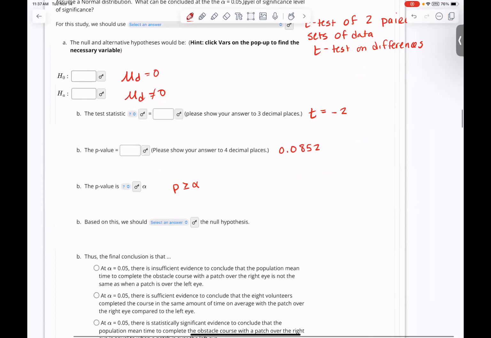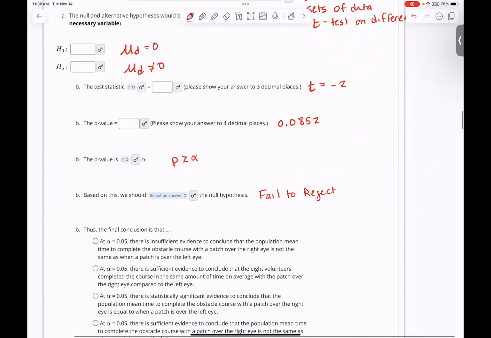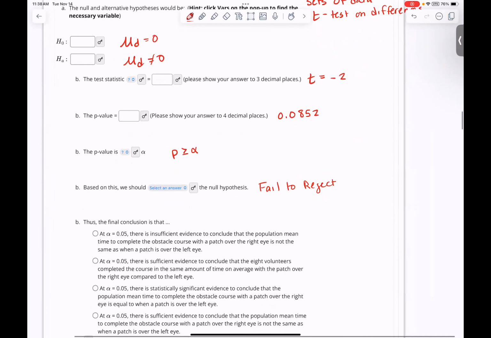So what do we do? If the p is high, the null must fly. So we fail to reject. So we can't conclude that the differences are not zero. We can't conclude there's actually a difference in which eye they cover up.